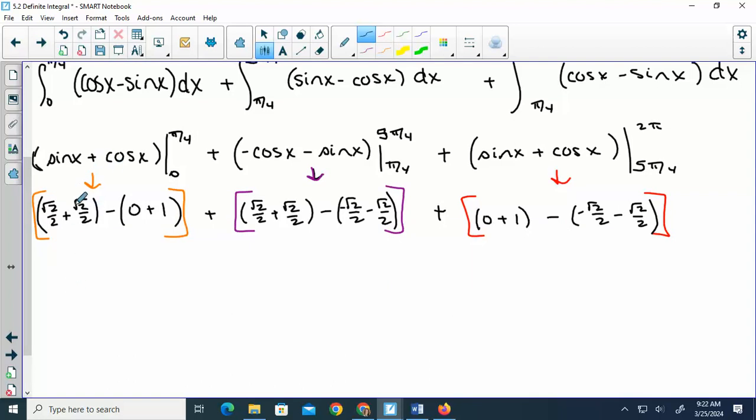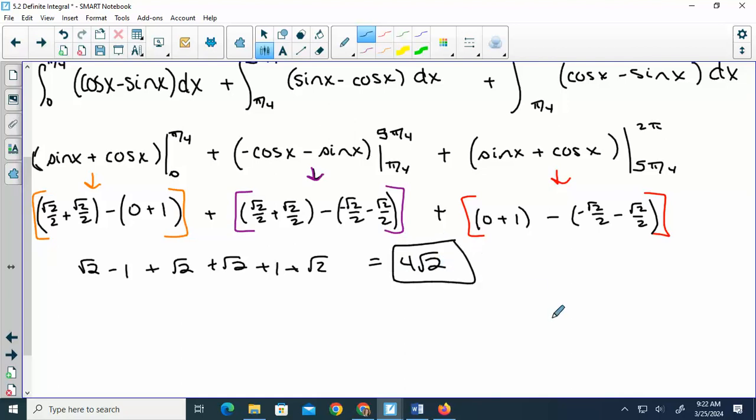So if we evaluate all this, we get radical 2 minus 1 plus radical 2 minus a negative, so plus radical 2 plus 1 plus radical 2. 1's cancel and we get 4 radical 2. Alright, definitely kind of ugly on that one, but good refresher with all of our trig. That is our stopping point, so you have the rest of the hour to work on that handout.